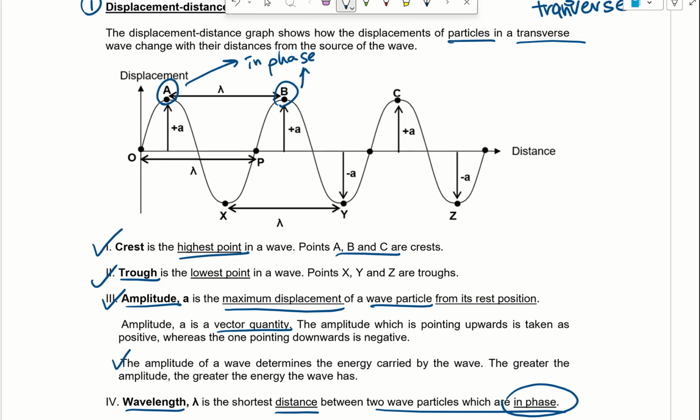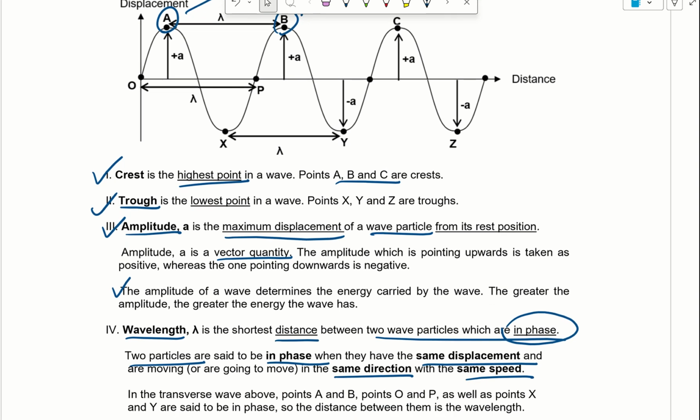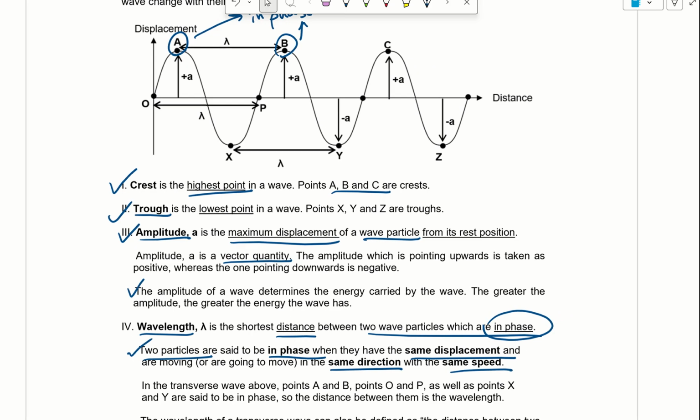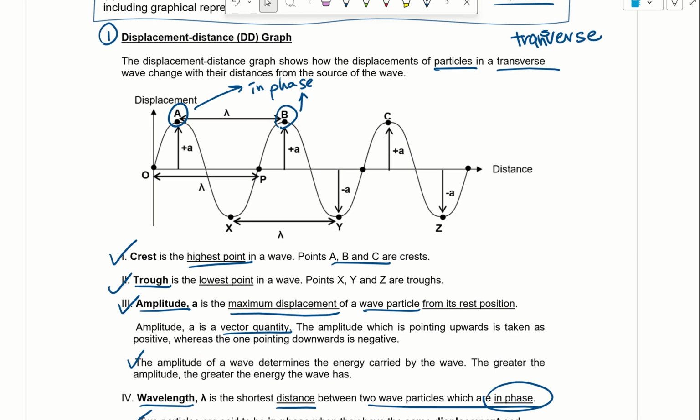Right? Let's look at what is in phase. Two particles are said to be in phase when they have the same displacement, right? A and B are both crests, so they have the same displacement. And are they moving in the same direction and the same speed? Now, at the highest point, what do you think the speed is? The speed is actually 0.